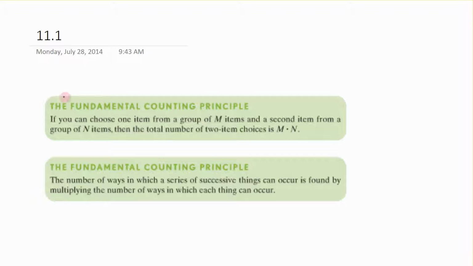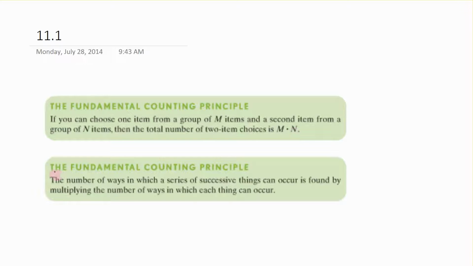It would be nice to have some help, and that's what we're going to get in section 11.1. We're going to talk first about something called the fundamental counting principle. Here it is specifically for two groups of items. Say you have some shirts and some pants, and you want to know how many different outfits you can get. If you can choose one item from a group of M items and a second item from a group of N items, then the total number of two item choices is M times N. This will make sense when we start looking at our example problems.